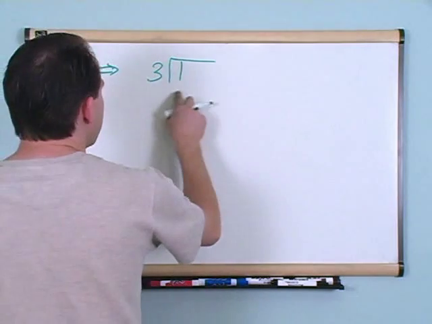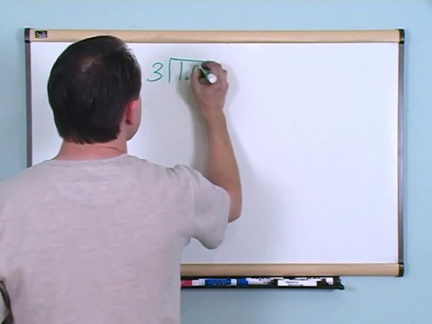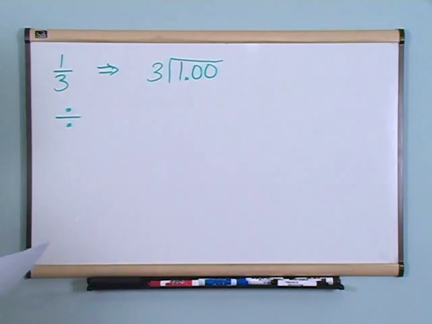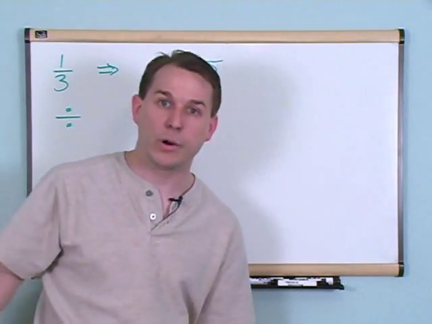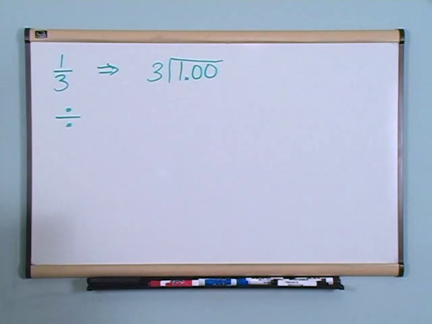Now, it may not be clear what to do, but never forget that anytime you have a number, you can put a decimal and you can put some zeros over here. 1.00 is the same thing as 1. 1.000000 is the same thing as 1. You can put any number of zeros behind a decimal point, it doesn't matter. So let's go ahead and do this division and let's see what would happen.